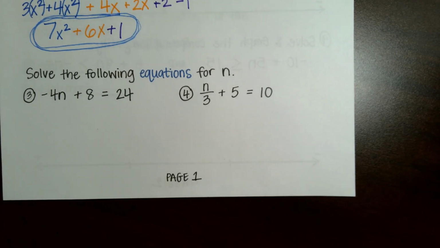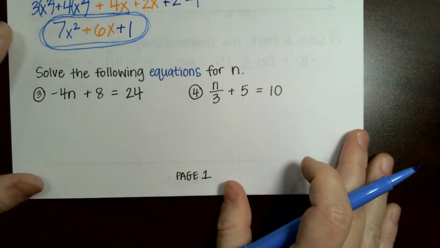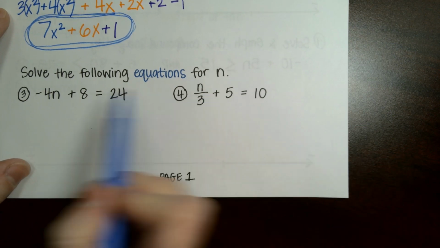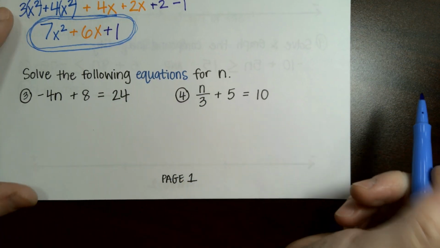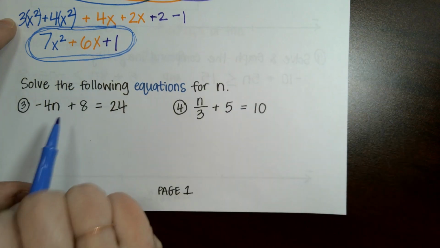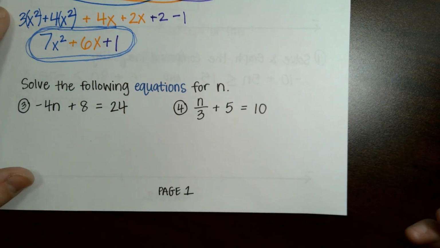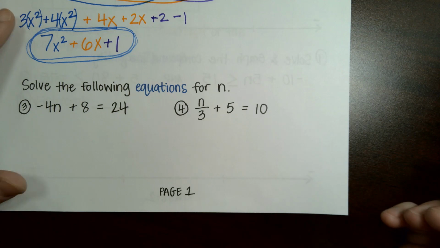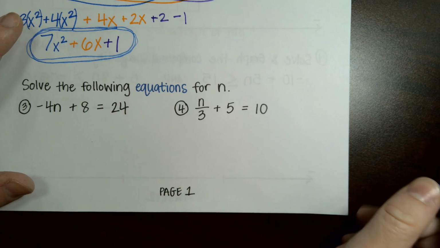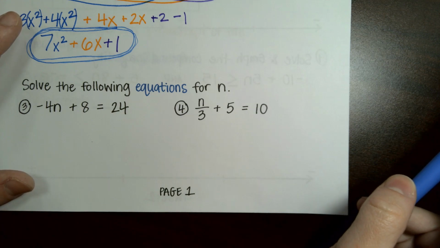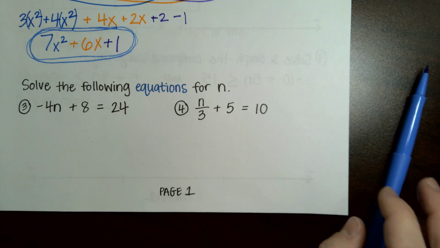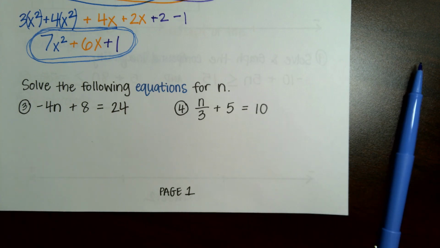The next two problems are equations where we are just solving for n. So what are some of the things that we need to keep in mind when we are solving equations, solving for a variable? We're trying to get n by itself, absolutely. What kind of operations are we using? Addition, subtraction, multiplication, division. Uh-huh, we are using addition, subtraction, multiplication, division. We're doing it backwards.